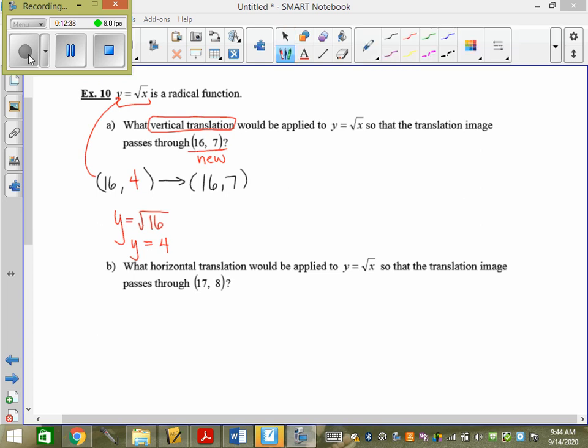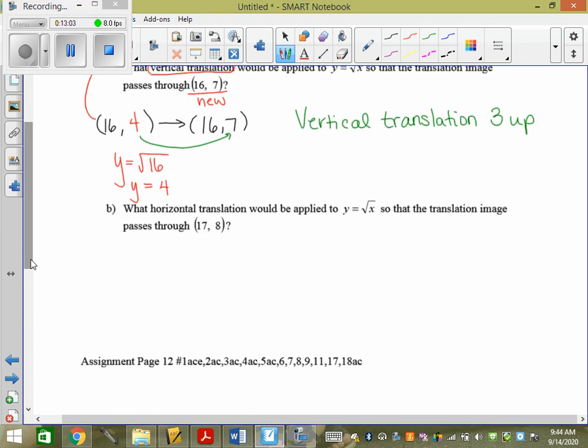So what did we do? What vertical translation happened? Vertical translation 3 what? Don't all answer at once. Went from 4 to 7, you moved 3 up. I don't know. Sounded like a little bit of a sneeze with an elephant or something. Or a desk moving. Maybe an elephant sneezing, moving a desk. That's what that was.